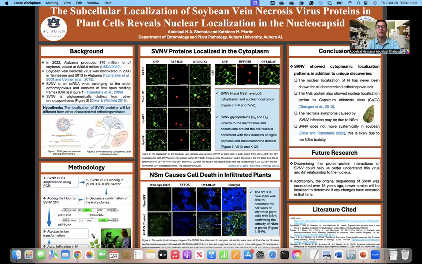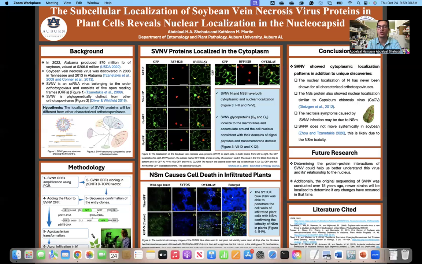As a result, we see here the first column shows the proteins of SVNV fused with GFP, and then the second column refers to the transgenic plant that I used, which is called RFP-H2B, meaning that the nucleus of this plant fluoresces red.